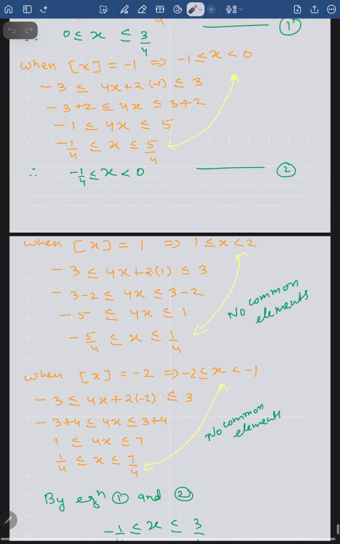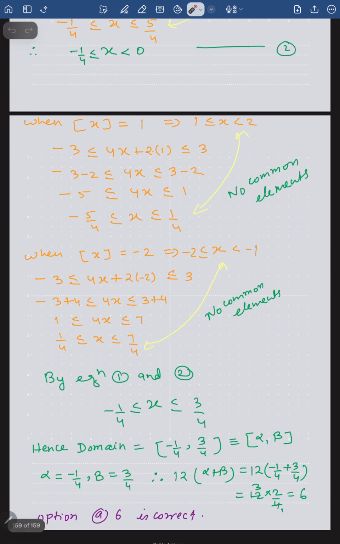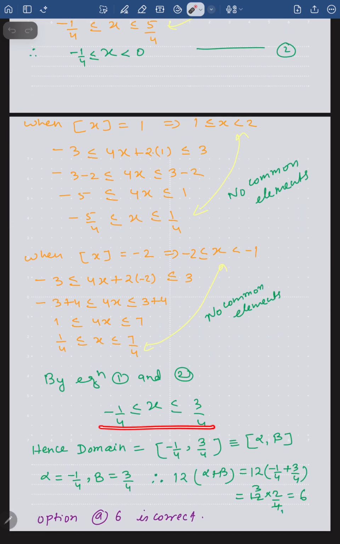-1/4 to 3/4. So that will be our required domain. The domain is the closed interval [-1/4, 3/4], which is equivalent to [alpha, beta]. So alpha will become -1/4 and beta will become 3/4. So 12 into (alpha plus beta) will be 12 into (-1/4 plus 3/4). So this will give you 6. Thank you.